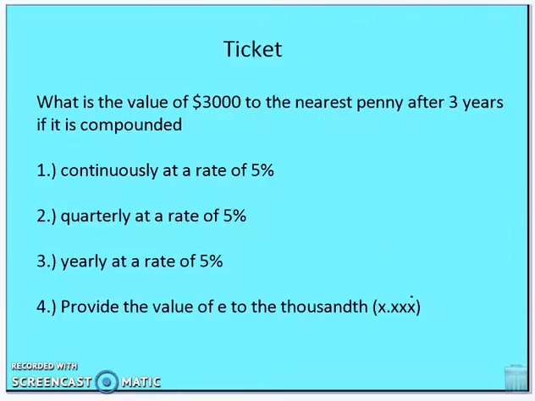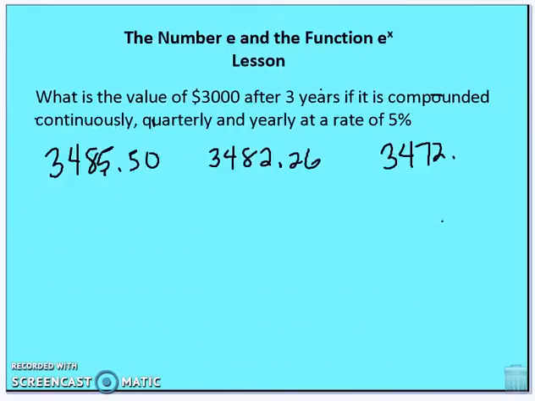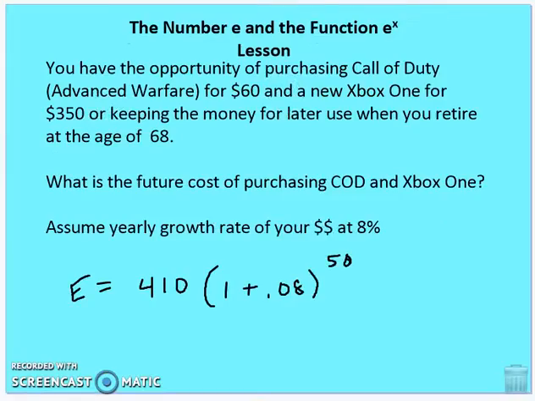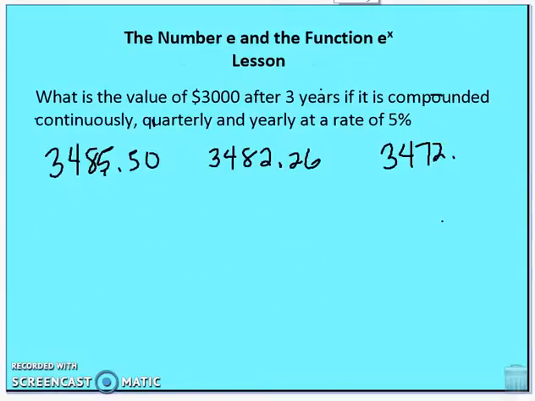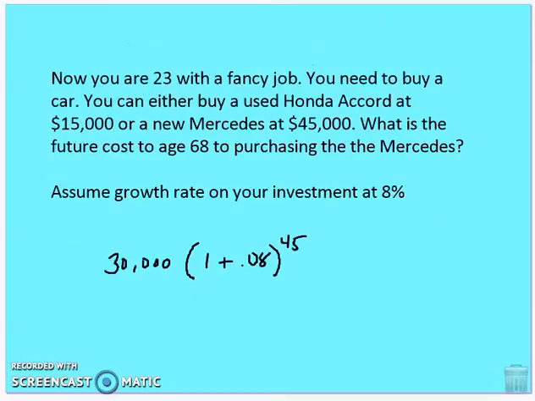All right, so let's do a little bit more work here, and then we'll call it a day. What's the value of $3,000 to the nearest penny after 3 years if it's compounded continuously, quarterly, yearly? And then we're going to use 2.718 as a value for E. If you don't already have it in your calculator, I'll come back. We'll take a look at the answer here. Nope. I believe I don't have the answer for you. So you're going to have to figure that one out yourself.